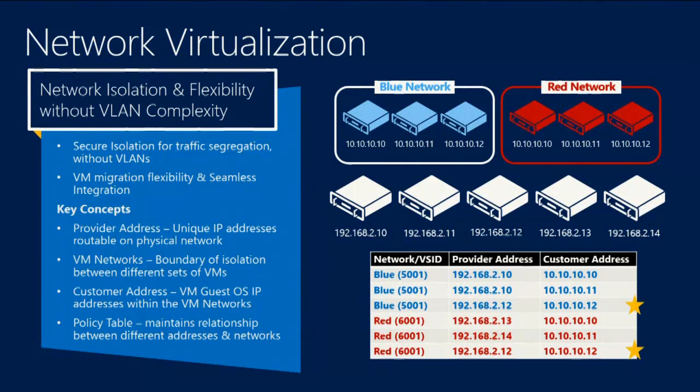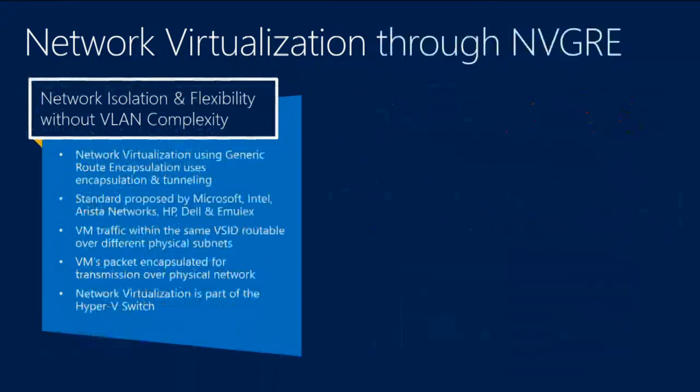Now you'll notice here with the stars that there is a VM, 10.10.10.12 blue and 10.10.10.12 red, that's running on the same physical host, 192.168.2.12, and it's got the same customer address, the same guest OS IP. Doesn't matter, because network virtualization isolates them all. And it does that through NVGRE. So it does that through a standard, through tunneling.